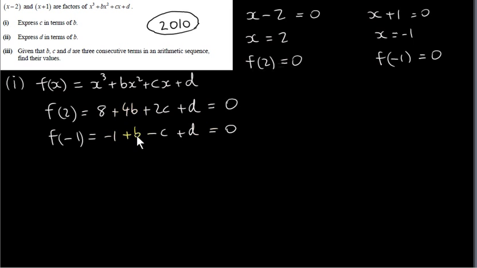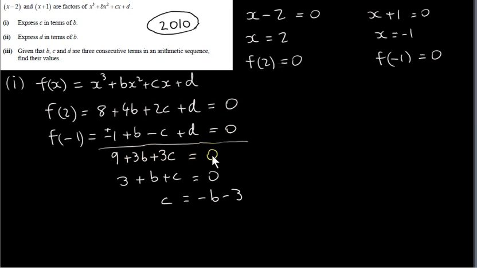Now to express c in terms of b, we can combine these two equations to eliminate d. So we just subtract these two equations from each other. So we have 8 minus minus 1, that's 8 plus 1, which is 9. 4b minus b is 3b. Plus 2c minus minus c is plus 3c. Plus d minus d is 0. 0 minus 0 is 0.